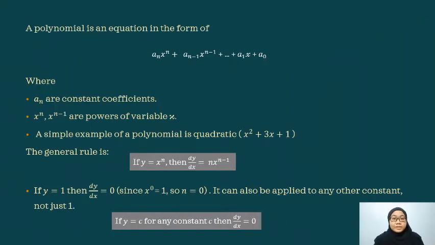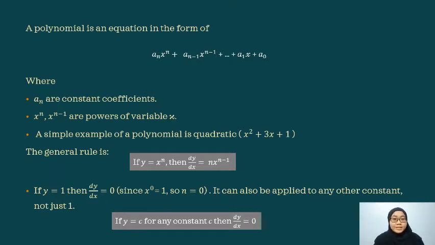A polynomial is an equation in the form of a_n x to the power of n plus a_(n-1) x to the power of n minus 1 and so on, where a_n are the constant coefficients and x to the power of n and x to the power of n minus 1 are the power of variable x. A simple example of a polynomial is quadratic. For example, x squared plus 3x plus 1.